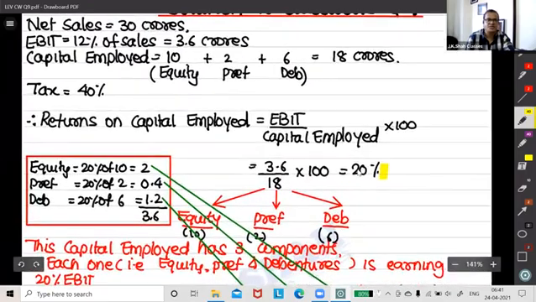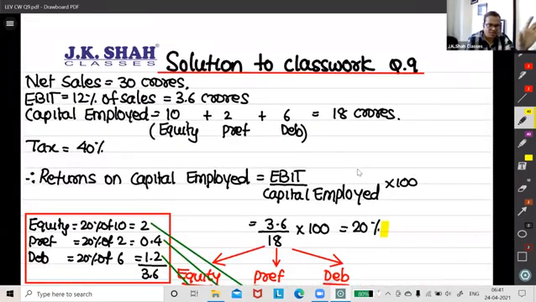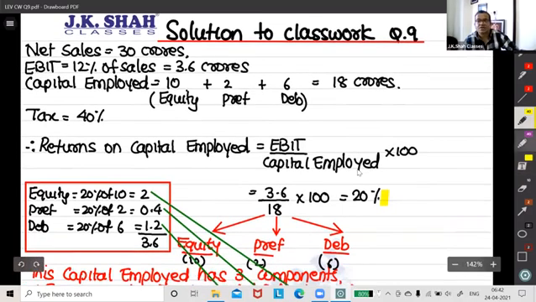See, let's go with the basics first. Net sales is 30 crore. EBIT is 12% of sales, that is 3.6 crore. Calculate your capital employed. Everybody agrees, 10 plus 2 plus 6. Tax rate is 40%. So the first thing I do is calculate returns on capital employed: EBIT upon capital employed. EBIT came to 3.6 crore upon the capital employed of 18. So what is the rate?